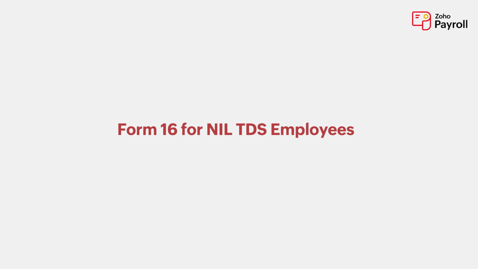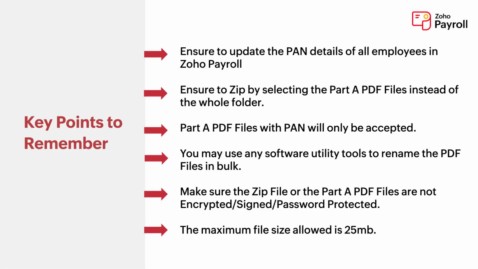All right. So from here, let us review some key points to remember when you generate Form 16 using Zoho Payroll. So here, first and foremost, you need to ensure that you update the PAN details of all your employees in the application. And you also need to ensure that the pay runs have been completed for the entire financial year.